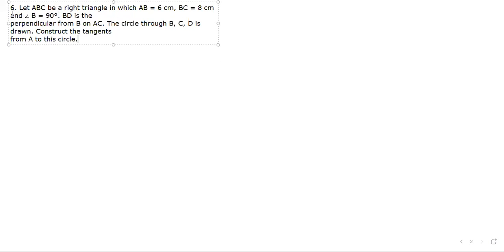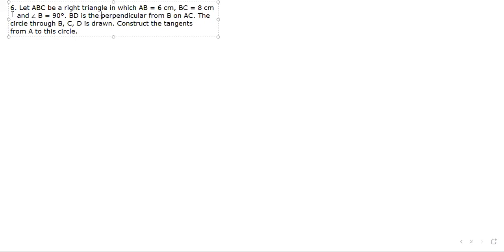Okay, in a triangle ABC, angle B is 90 degrees and AB and BC are given. The circle through B, C and D. Do you remember last year in grade 9, we had learned a unique circle can be drawn passing through 3 given non-collinear points? Do you remember that? Yes, sir. So now ABC is a right angle triangle in which AB is 6, BC is 8 and angle B is 90. So first of all, construct that ABC triangle.